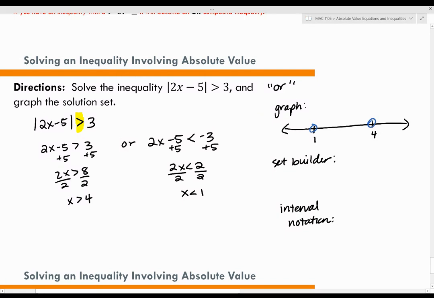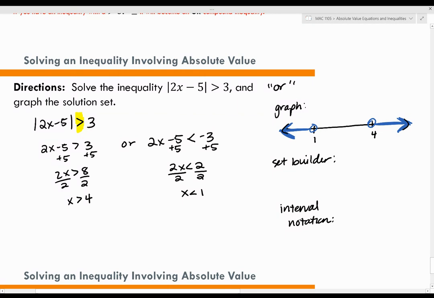Okay, now this first answer set that we have is that x is greater than 4. So if I'm at 4 and I want the numbers that are bigger than 4, that means I'm going to shade to the right. Okay, and the second solution said we want all of the x's that are less than 1. So if I'm at 1, the numbers that are smaller than 1 are to the left. Okay, so that would be my picture.